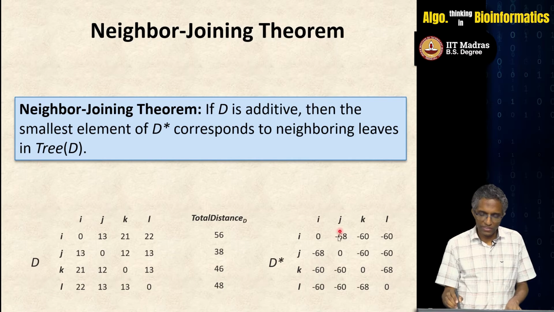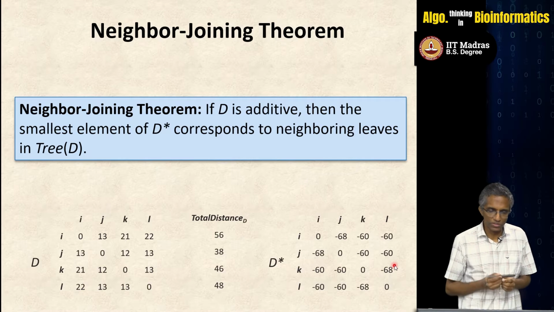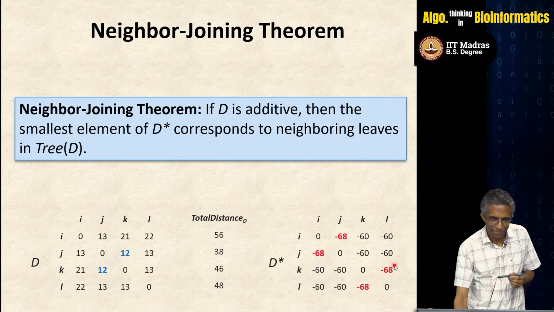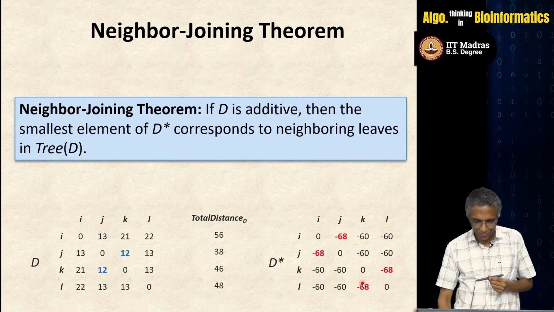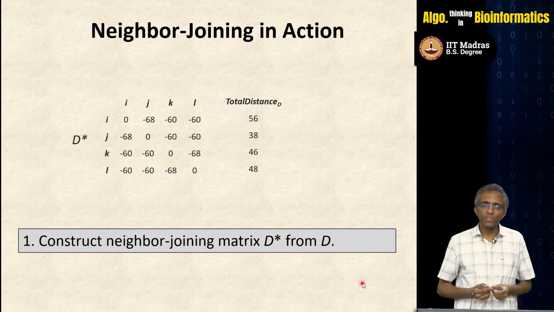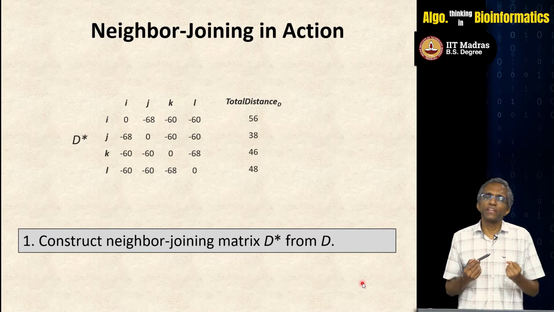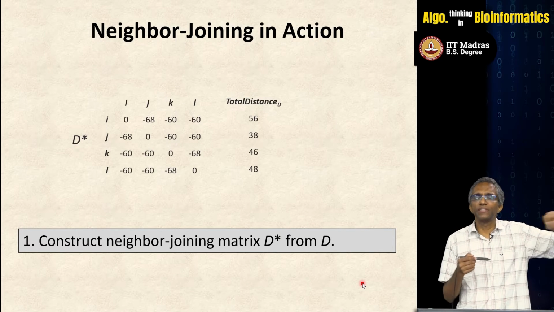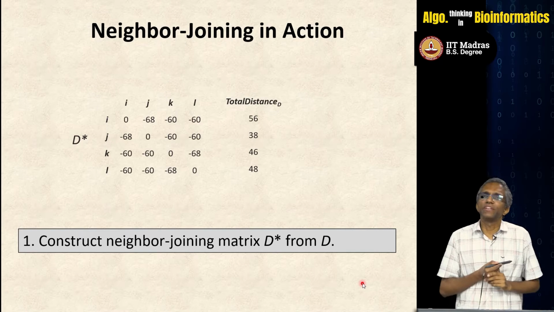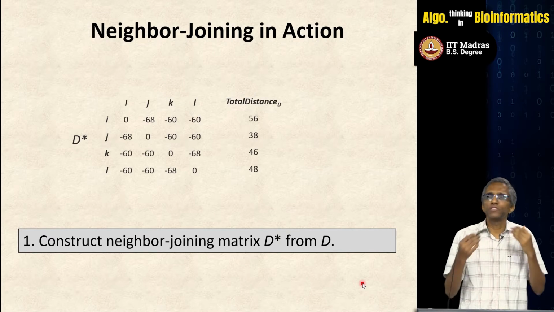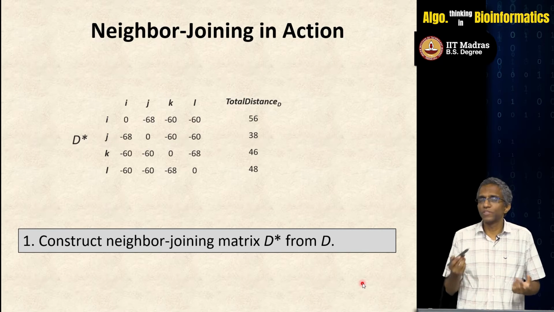In this particular case, i and j is a cherry and there is also k and l which is also a cherry. That is what this neighbor joining theorem will tell us. These are the smallest entries, minus 68. Once you know the cherry, things are easier. You can remove the cherry and represent it with the internal node m, for which both the leaves in the cherry are neighbors. Then you will have a smaller distance matrix and you can recurse on this problem. That is what in fact we will do.